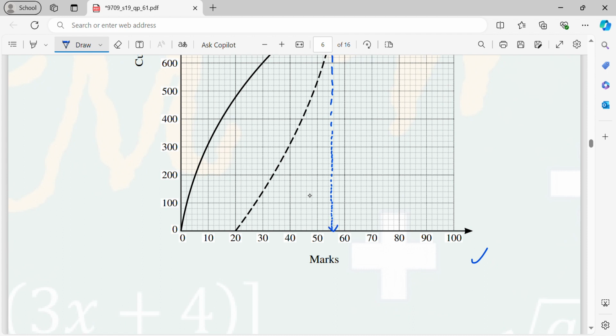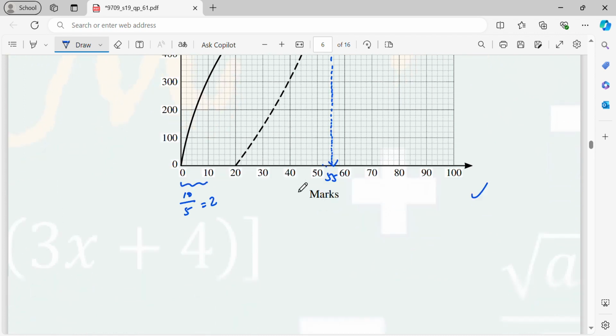So this is going to be 51, 52, 52.5. Right? Wait, sorry. You have only 5 squares. Okay, 5 squares but 10 units means that it will be 2 units for each square. So it will be 50, 52, 54, 55. So this is 55. That is the median.